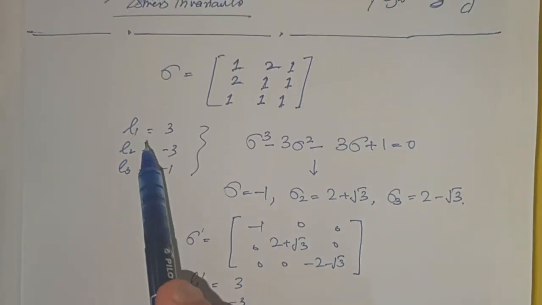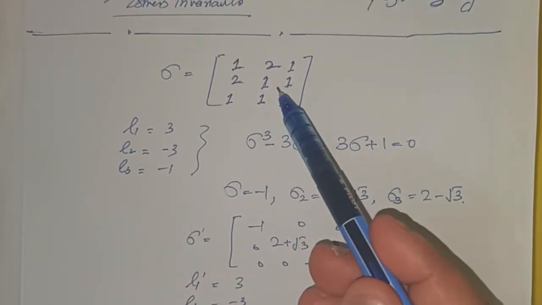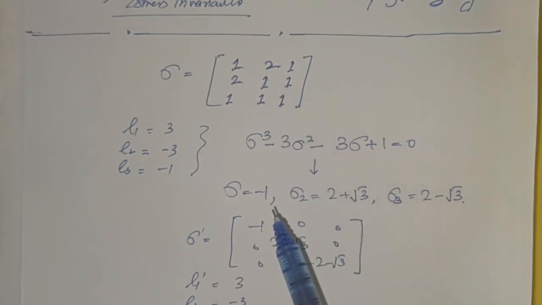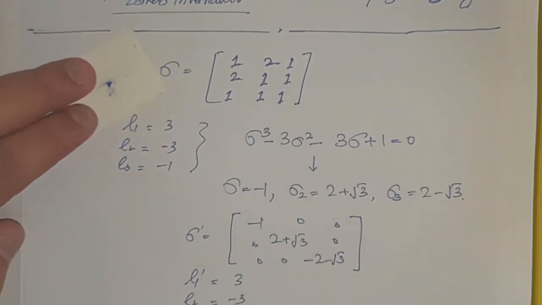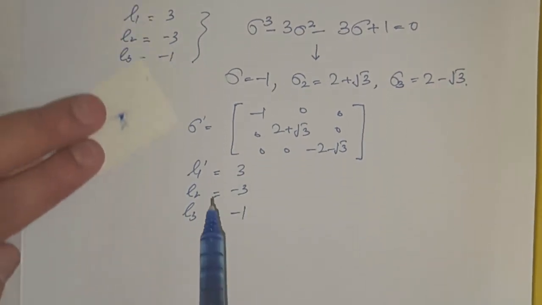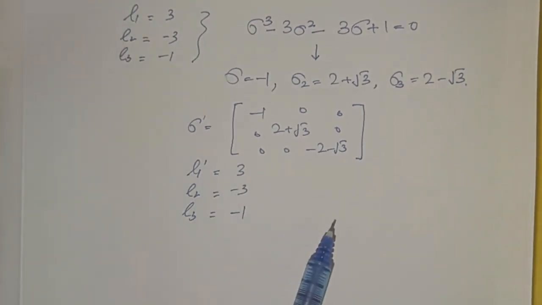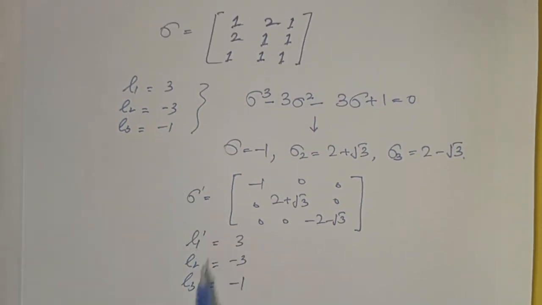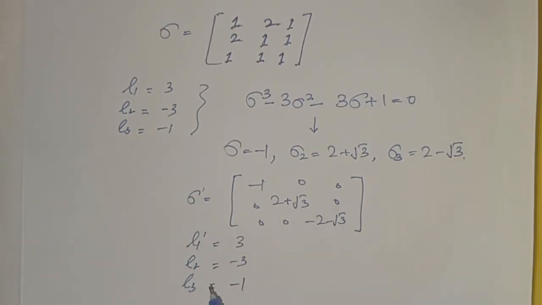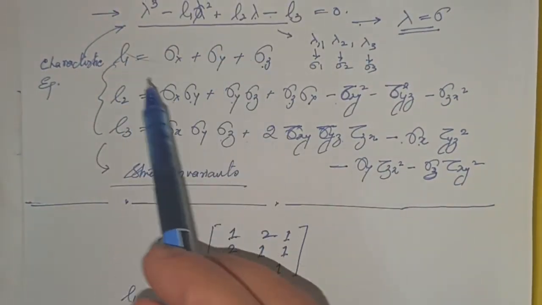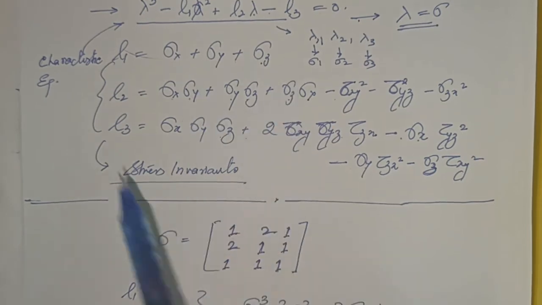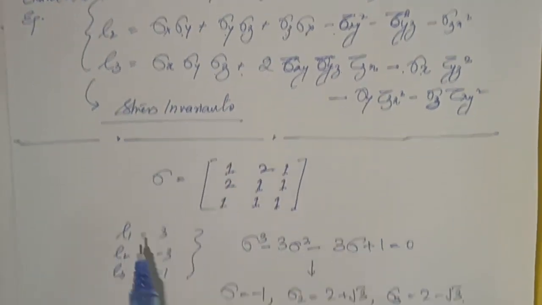So the invariance: before the transformation my state of stress is this, and after I have obtained the principal stress, my L1, L2, and L3. So stress invariants remain always the same before and after the transformation. And what are the stress invariants? These are particular combinations of the stress components of the stress tensor. So they remain the same.